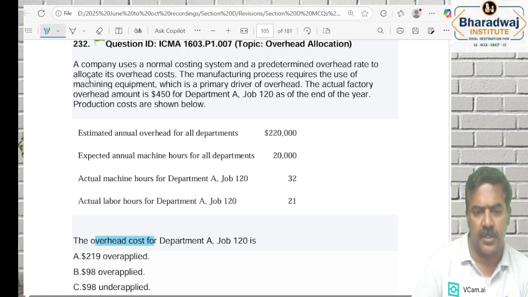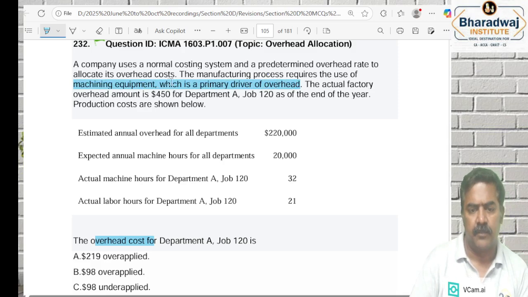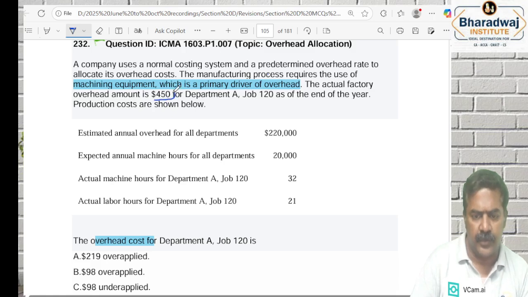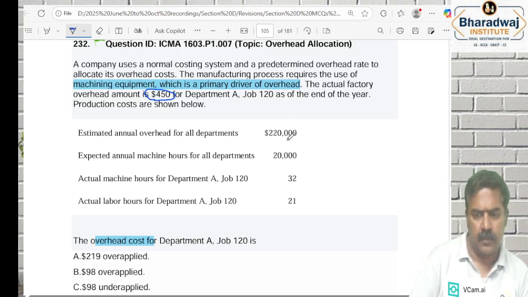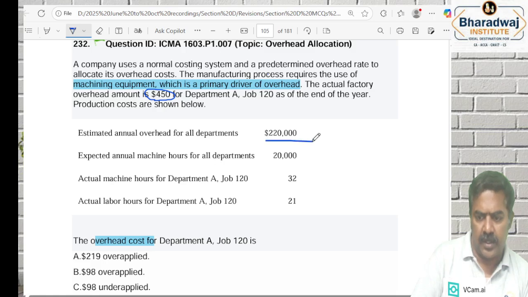Manufacturing process requires usage of machining equipment, which is the primary driver. Actual factory overheads amounted to how much? 450. So 2,20,000 divided by 20,000 will give us the rate per hour. What is the rate per hour?